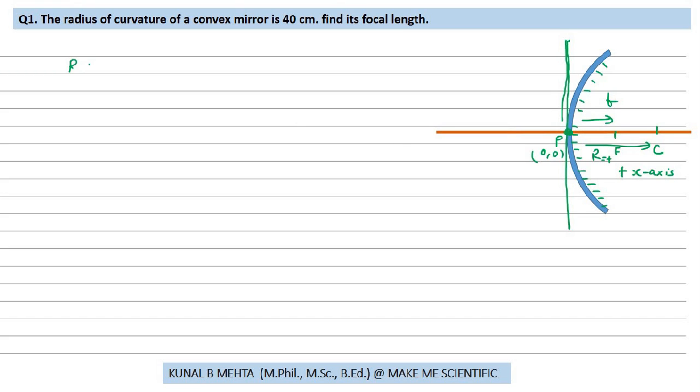And we know radius of curvature is twice the focal length. The radius of curvature is given to us as 40 centimeters. So that is twice into f. So focal length is equal to 40 centimeters by 2, and that is plus 20 centimeters. Or you may also choose to write down 20 centimeters behind the pole. This is our answer to the first problem.